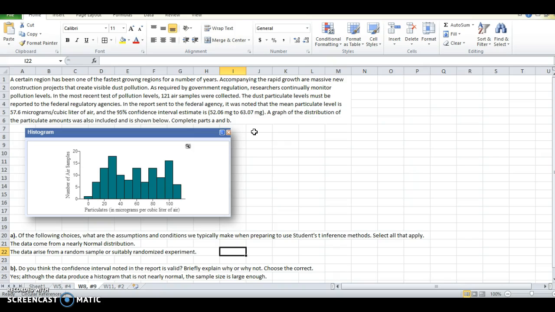In the report sent to the federal agency, it was noted that the mean particulate level is 57.6 micrograms per cubic liter of air, and the 95% confidence interval estimate is 52.06 to 63.7 micrograms. And a graph of the distribution of the particulate amounts was also included, and that's what this is right here. It's your basic histogram, X and Y, X being the particulates per cubic liter of air, and Y being the number of air samples. Going across, you can tabulate the 121. Each bar added up represents the 121 samples.